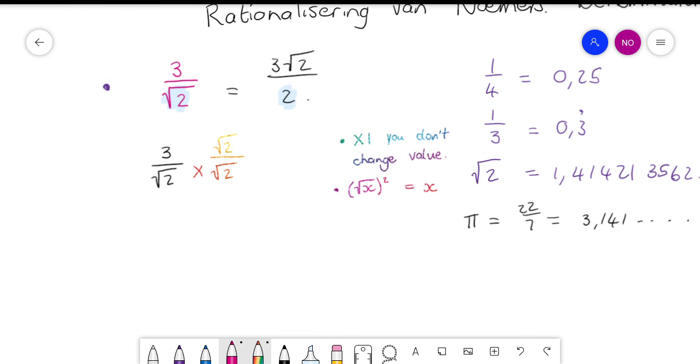So now it's as easy as this. 3 times square root of 2 is 3 square root 2. And square root of 2 times square root of 2 is the same as square root of 2 squared. So it's 2.